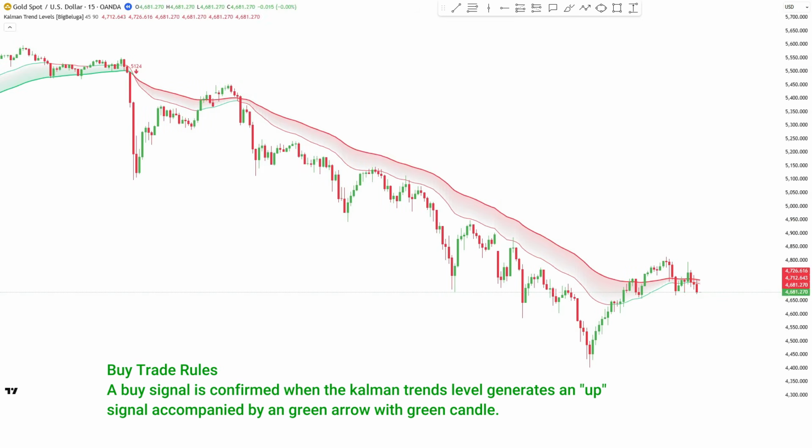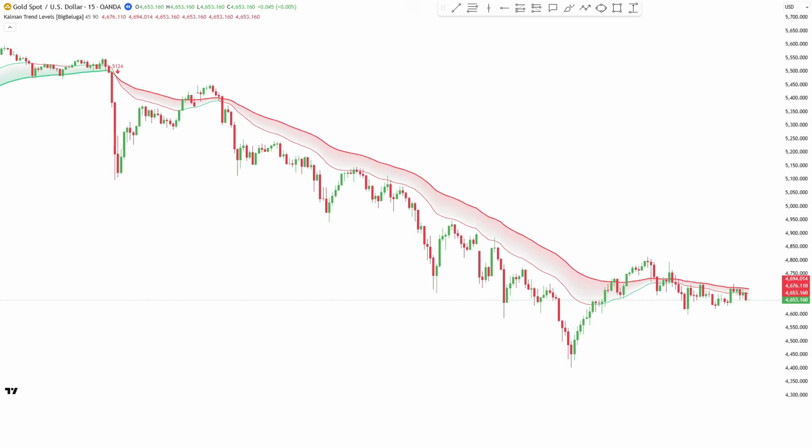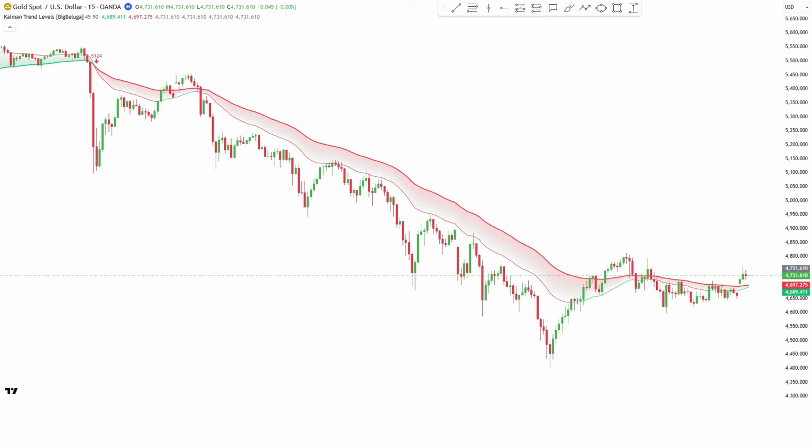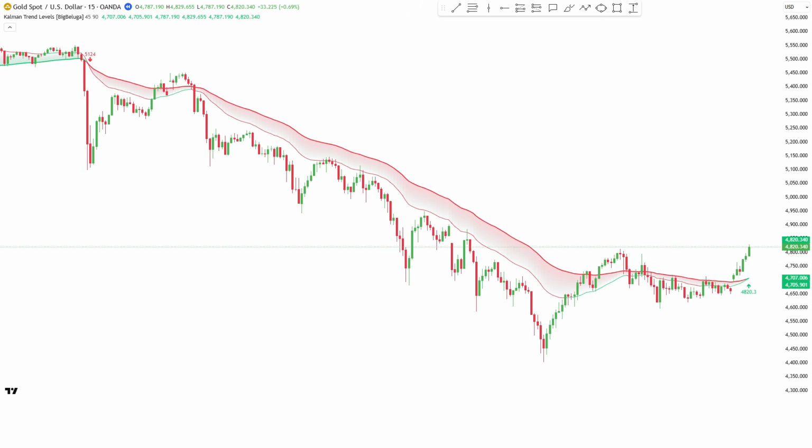Buy trade rules. A buy signal is confirmed when the Kalman Trend Levels generates an up signal accompanied by a green arrow with green candle.